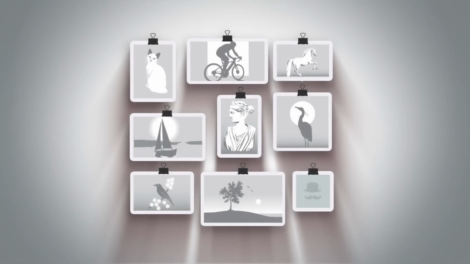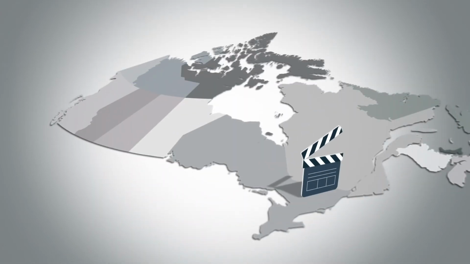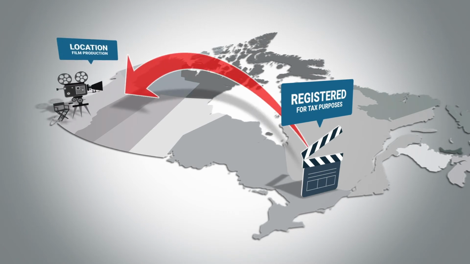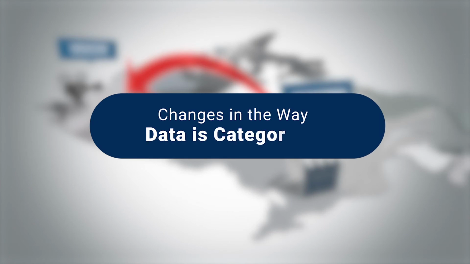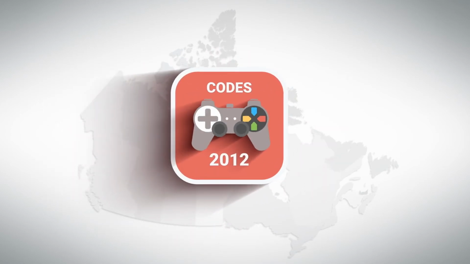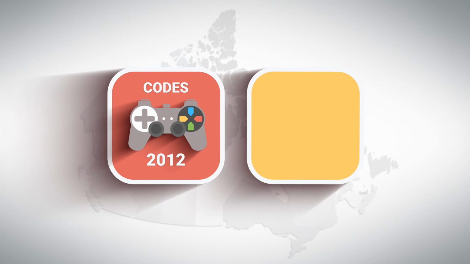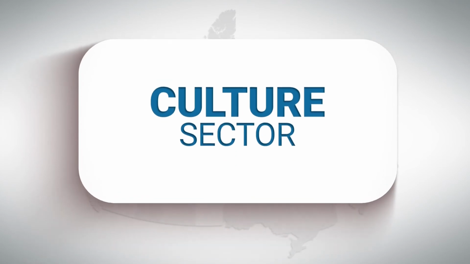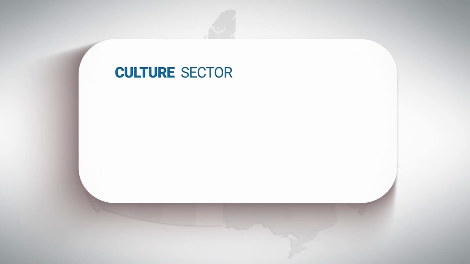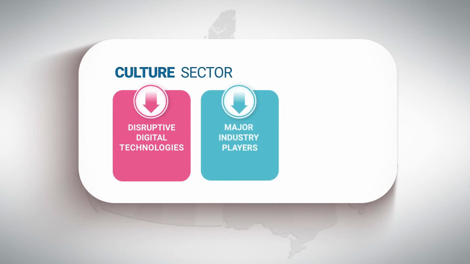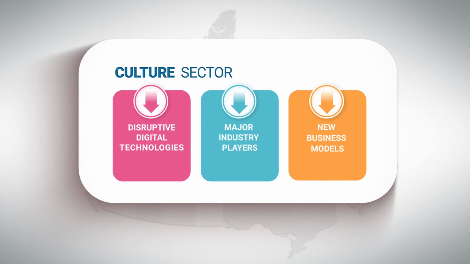This could include shifting the attribution of the value of a film production from where it was registered for tax purposes to the location where it was actually filmed, and changes in the way data is categorized. For example, new codes were created for the video game industry in North America in 2012, which separate this industry from broader generic categories such as software publishers. Additionally, the culture sector in particular has been subject to major shifts: disruptive digital technologies, the rise of new major industry players, and the introduction of new business models.